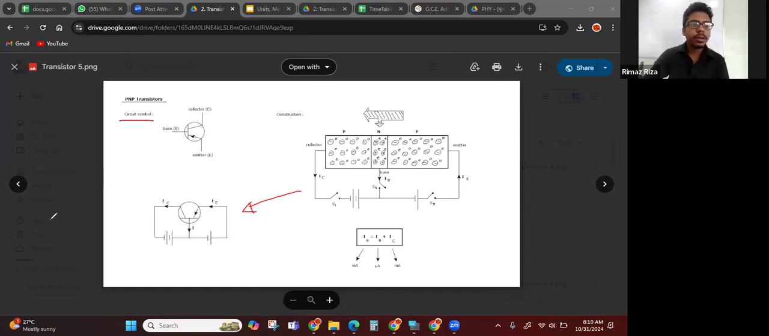Guys, you can take a screenshot so that you can draw and complete that later. The key things here are that the BC junction is reverse biased and the BE junction is forward biased.